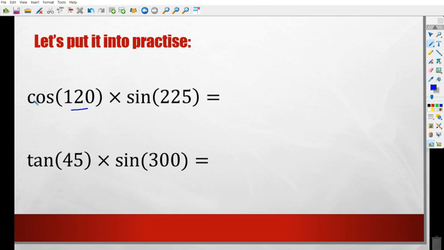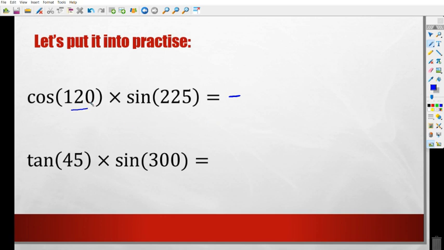Tell me, cos of 120. Where am I in my Cartesian plane? Am I in quadrant 1, 2, 3, or 4? I'm in quadrant 2. Very good. Now what is cos in quadrant 2? Quadrant 2 is negative for cos, so I can say negative.